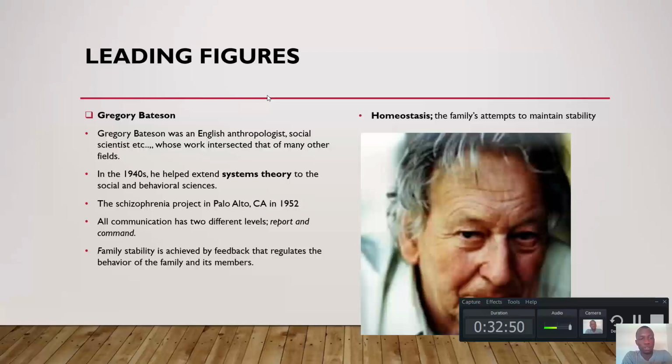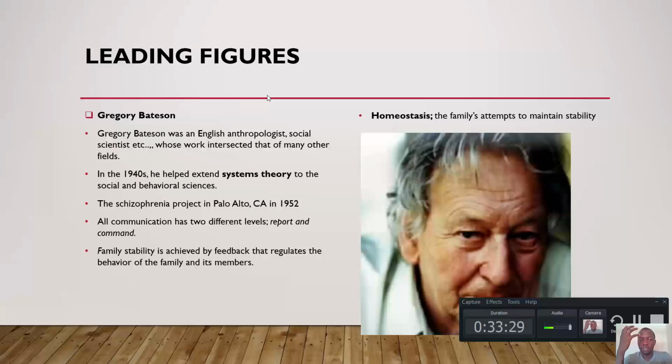One of the leading figures was Gregory Bateson. He was an English anthropologist, a social scientist. He did so many things, so his work intersected with many other fields. He's credited for his work with homeostasis, where he talked about the family's attempts to maintain stability. We'll talk about that later as we explore the concepts next week or the week after. But in the 1940s, Gregory Bateson helped to extend system theory. Remember, he was an anthropologist and a scientist whose background was also in mathematics.